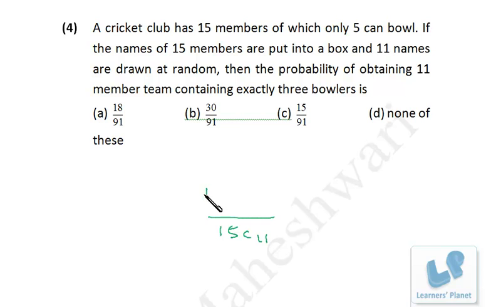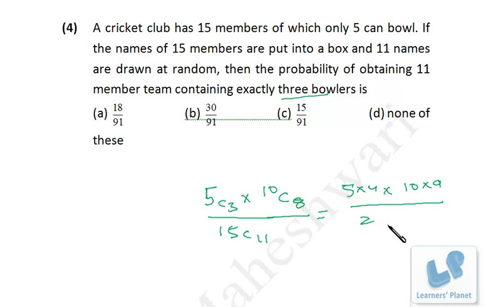Now out of 5 bowlers we need to select 3, so it's 5C3, and simultaneously out of 10 batsmen we have to select 8, right? In all, 8 plus 3, 11. So this is what the probability is. Now 5C3 is what? 5C2, so it's 5 into 4 by 2. 10C8 is also 10C2, so it's 10 into 9 by 2. 15C11 is 15C4, so it's 15 into 14 into 13 into 12 by 4 factorial, right?